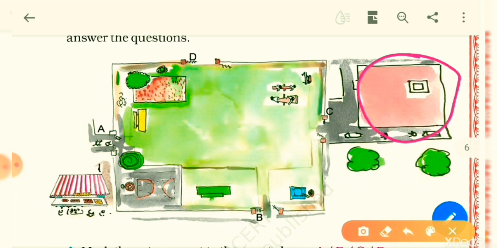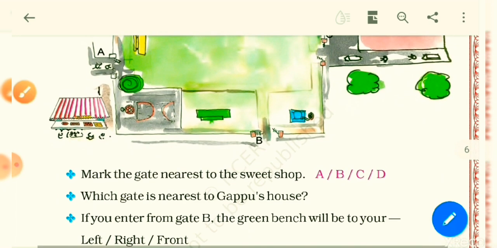So this is Gappu's house, and here are gates C, D and B. Which is looking nearest? Yes, no doubt, gate C is nearest to Gappu's house.